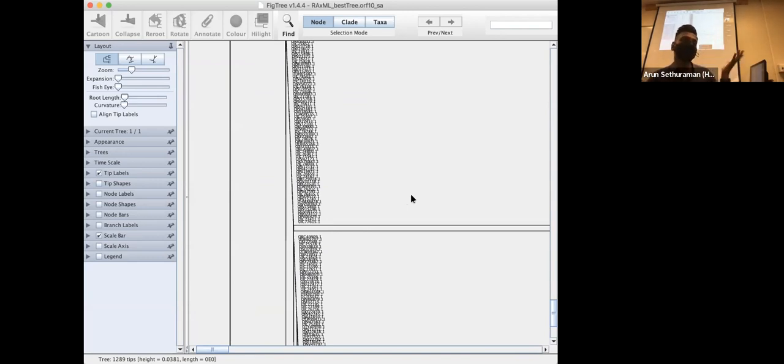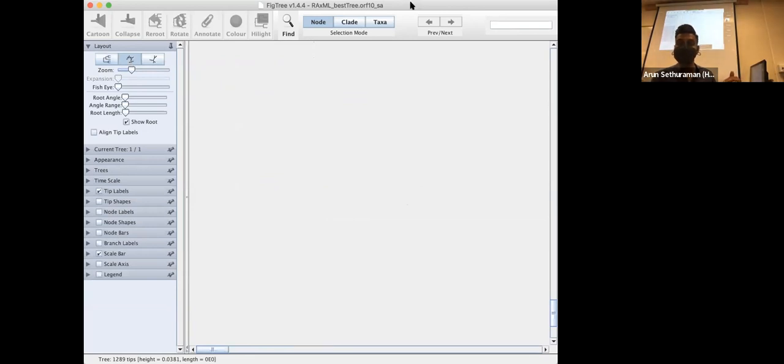So you can download it. FigTree is a really nice software where you can actually make edits to the tree and how to visualize it. You have options for making it a rectangular tree, or maybe you can make it a radial tree, et cetera. It's a pretty cool piece of software. So do check it out, okay?